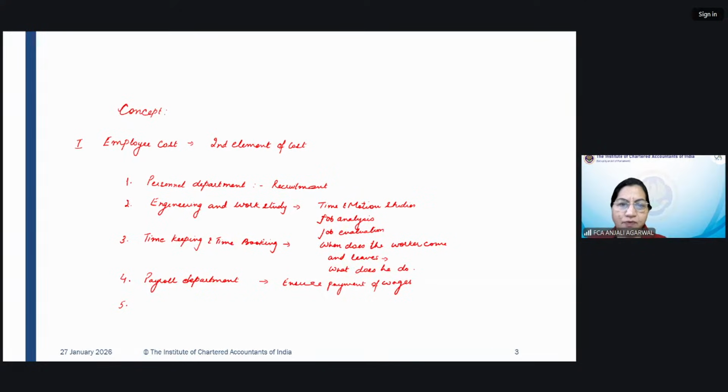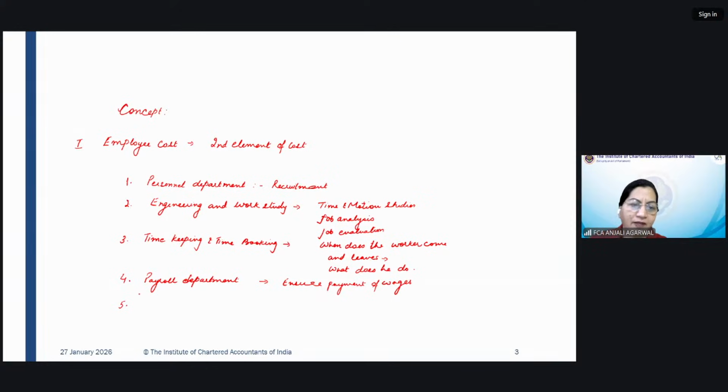It will take inputs from two particular departments. From the timekeeping and time booking department, it will pick up what kind of time the worker spent on the job. And from the HR department or the personnel department, it will pick up the ranking of the worker as well as what role he was in, on the basis of which the wages of this worker would be calculated, on what scale he was, and on what basis the payments are to be made to this worker.